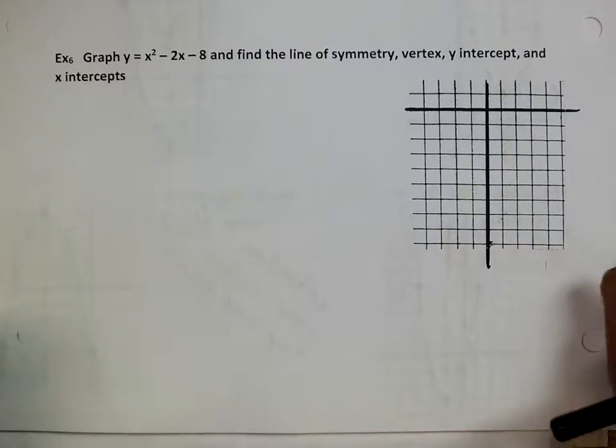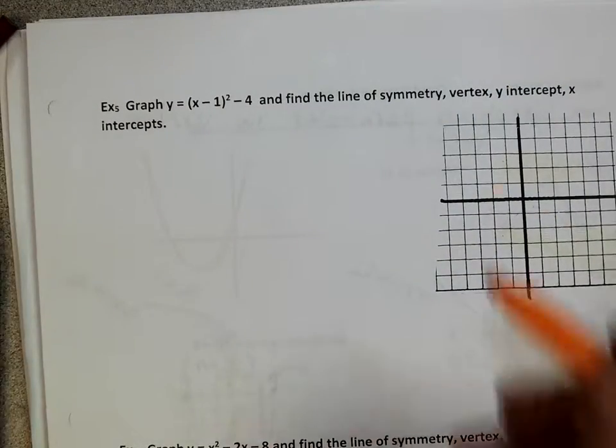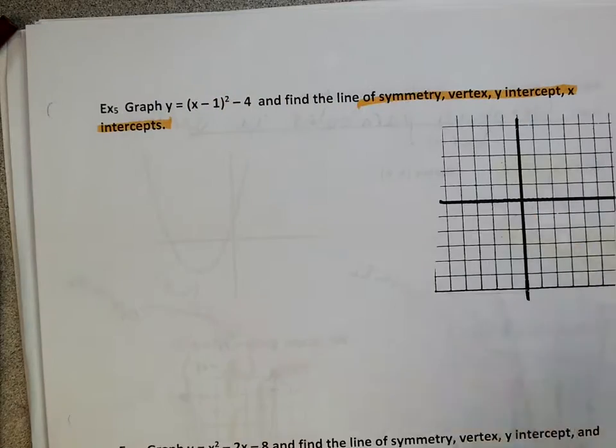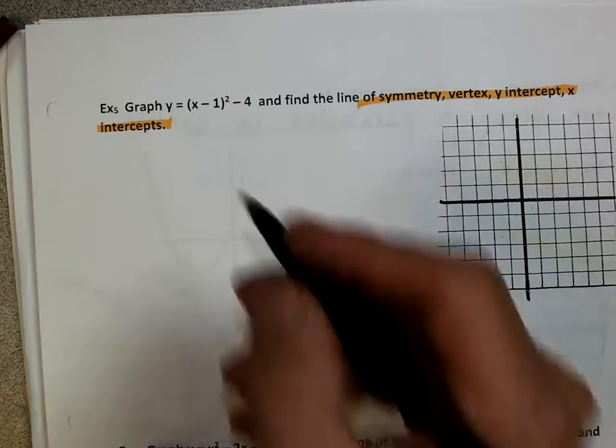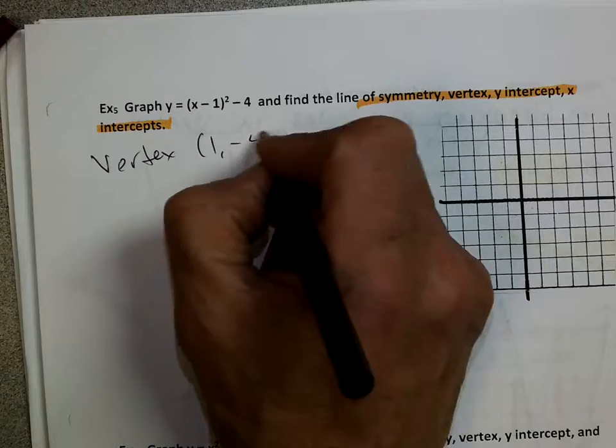Okay, now, so example 5. Now example 5, the only difference is I'm going to ask for all of these things that normally we always do. Easiest way to do it is to first graph it and see if we can get the stuff from the graph, okay? And if we can't, then I'm going to talk about how we get them. So first of all, right off the bat, what is the vertex? 1, -4. 1, -4 is correct.